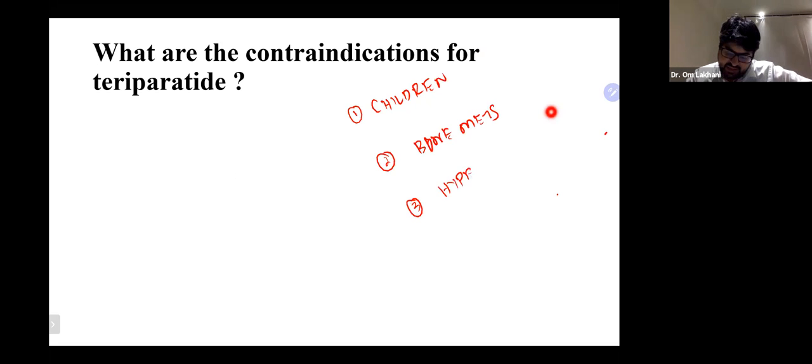Don't use it in patients already having hypercalcemia, right? So you need to check the calcium before you start the treatment, right? So if the patient has hypercalcemia, you don't use it. You don't use the molecule, okay?